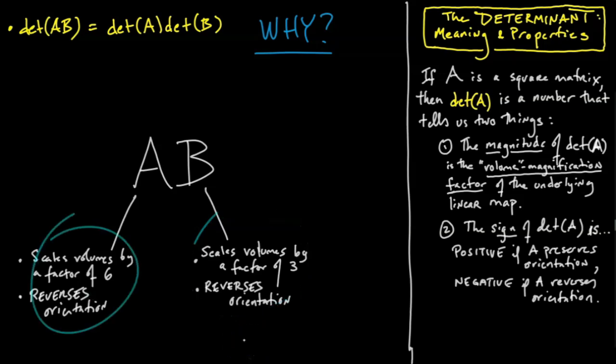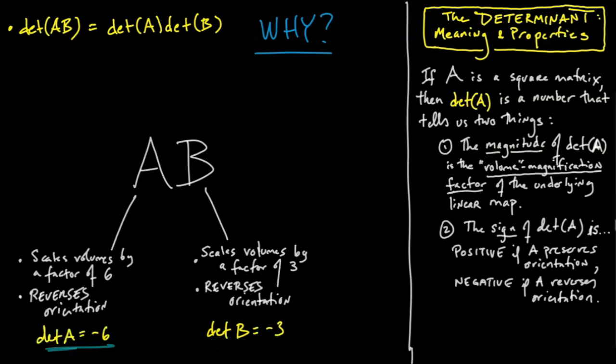Now we have enough information here to write down the determinants of the individual matrices. The determinant of B is -3, and the determinant of A is -6. But the question is, what can we say about the determinant of the product AB, which is a new matrix? Think about this geometrically. It's very clear, because the product of those two matrices represents the composition of those two linear maps, reading right to left. So the effect of this product on the space it's acting on is simply the effect of hitting that space first with B and then with A.